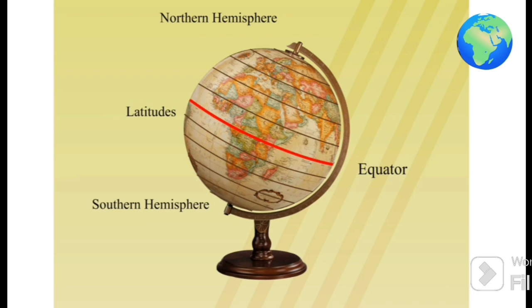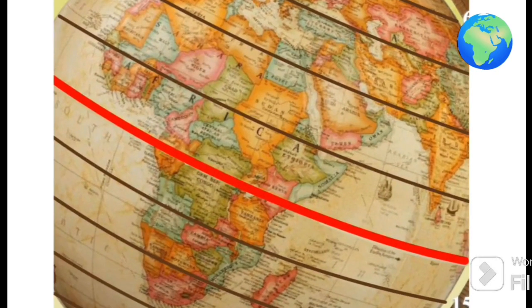Features of latitudes. Latitudes to the north of the equator are numbered from 0 degrees to 90 degrees north, and those to the south of the equator are numbered from 0 degrees to 90 degrees south.